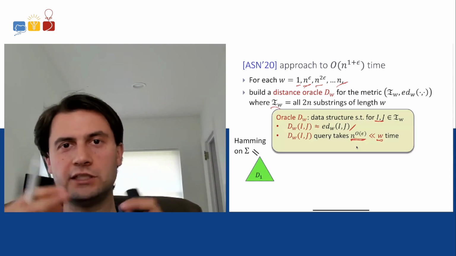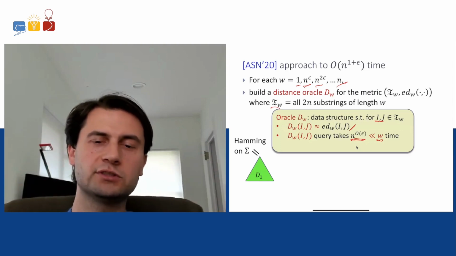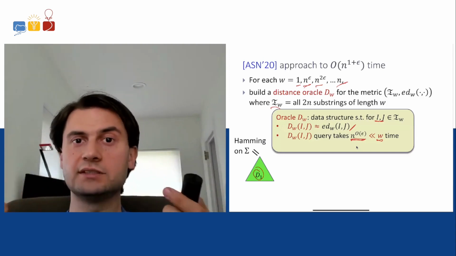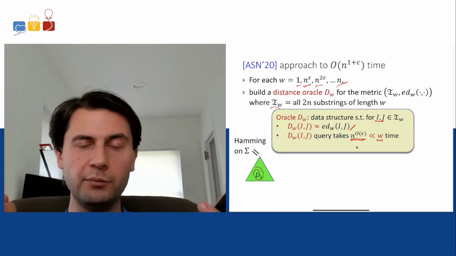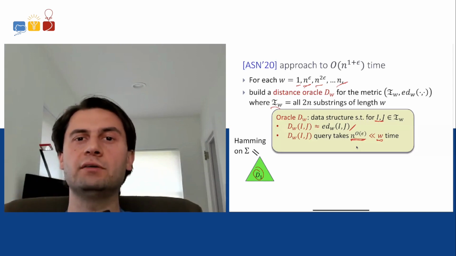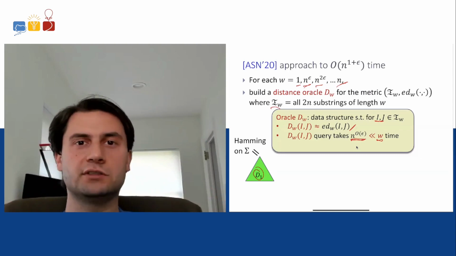Here is the big pictorial view. We start with a distance oracle for strings of length 1. We call this D1. What does this mean? This is basically the Hamming metric on the original alphabet sigma. Are the two characters equal or not? If they are equal, then the distance is 0. If they are not equal, the distance is 1.